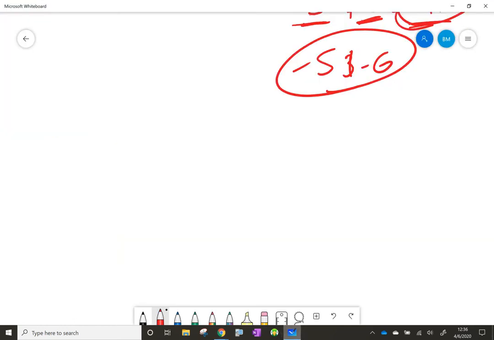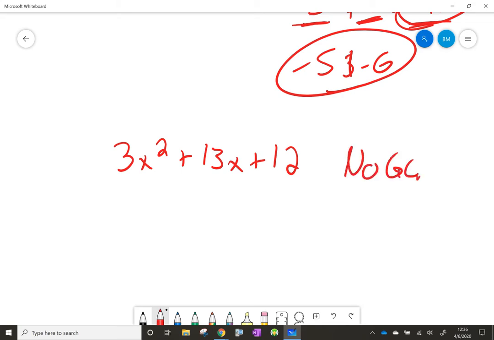Let me put this on my paper. 3x squared plus 13x plus 12. Okay, the first thing is to check for a GCF. Is there a GCF? Do all the terms have something in common that we can divide by? The answer here is no GCF. The 3 and the 12 are both divisible by 3, but the 13 is not. So we can't divide a 3 out or anything. They don't all have x terms. So there is no GCF in this one, so that's fine.